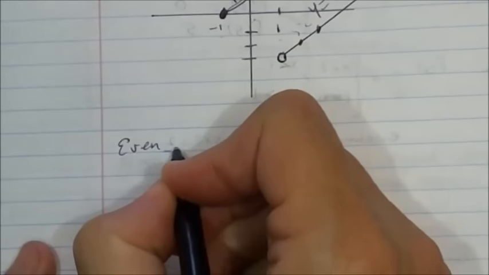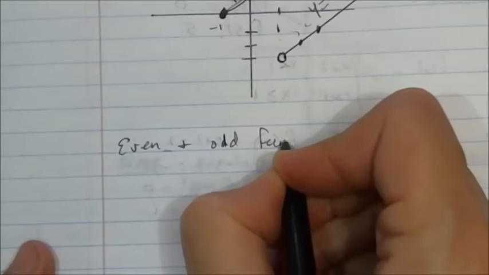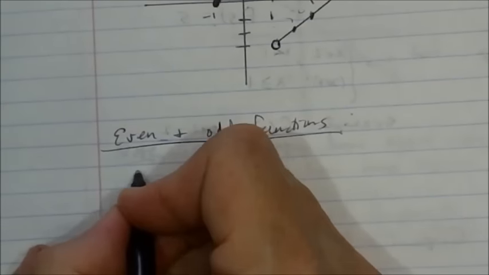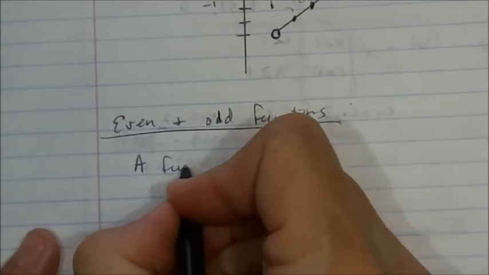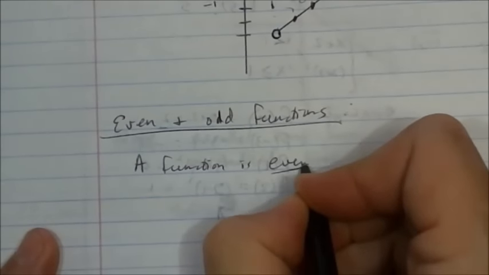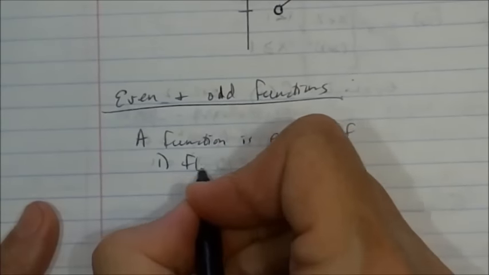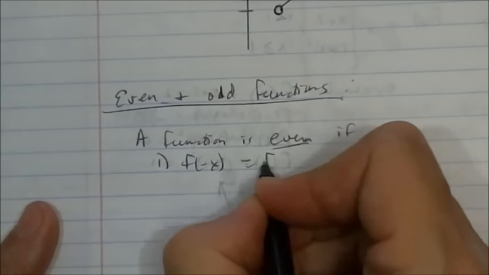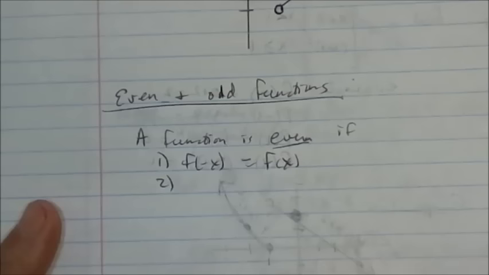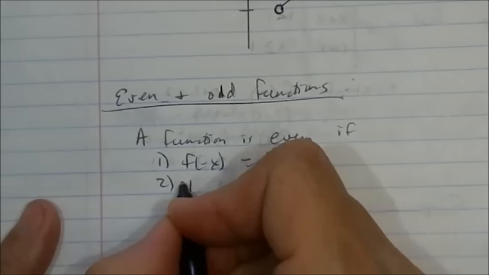Now let's do even and odd functions. First of all, even. A function is even if, number 1, f of -x is equal to f of x. 2, the graph is symmetric with respect to the y-axis.